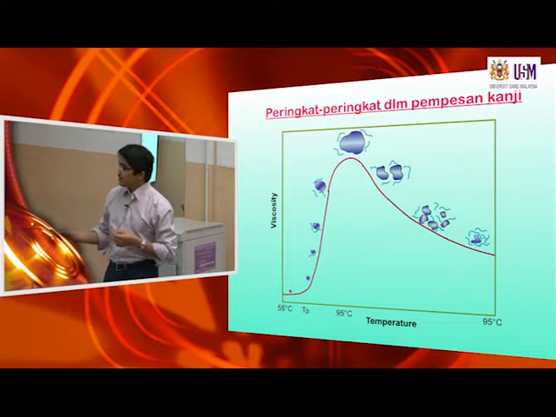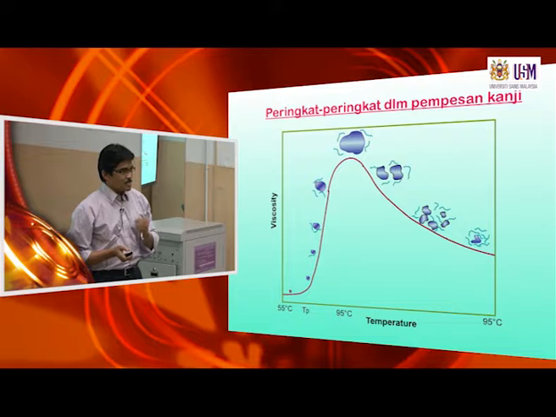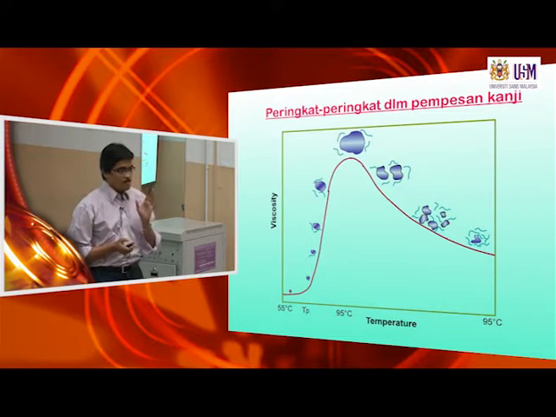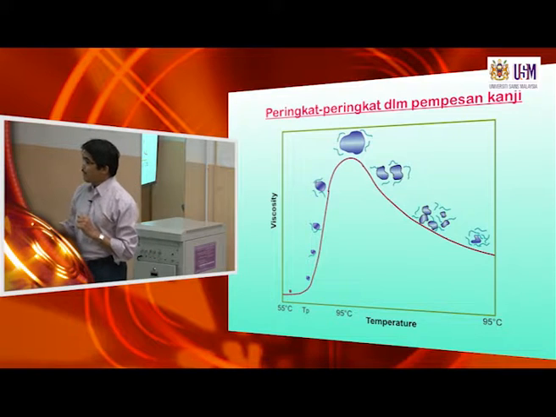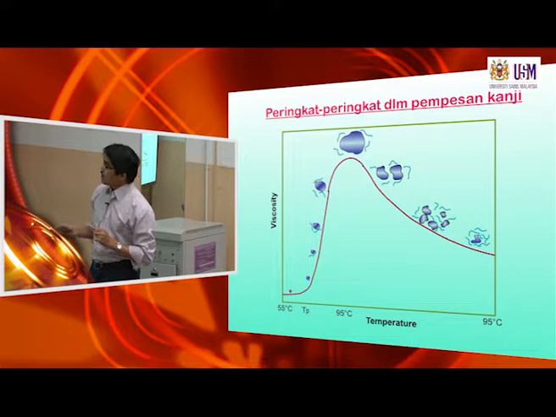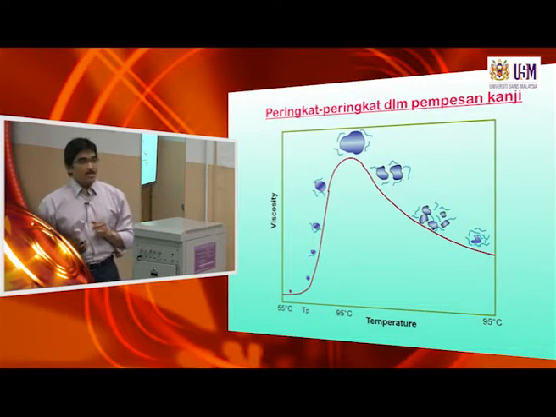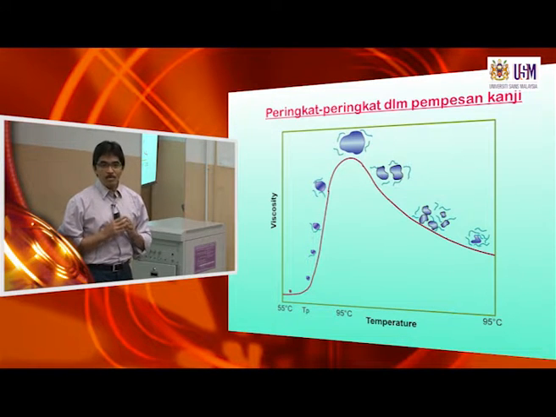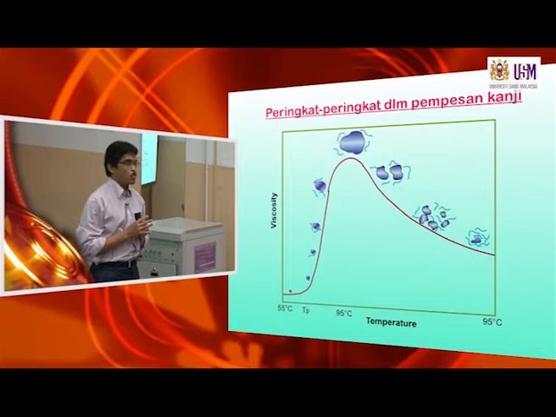Then increase a little bit more, then maybe you start to see some shorter amylose chains start to diffuse out, and more and more, until the granule reaches the maximum swelling capacity.